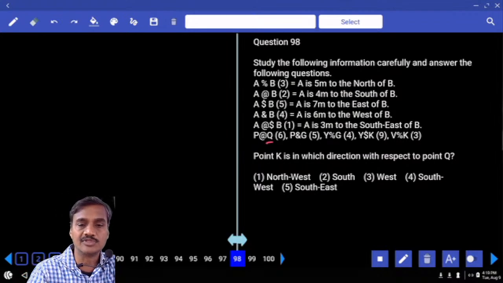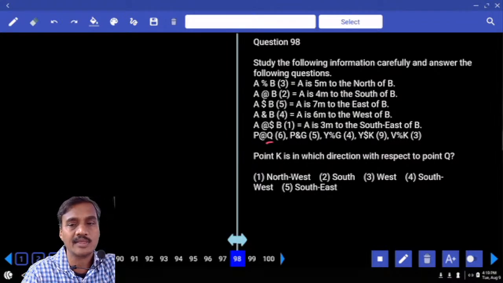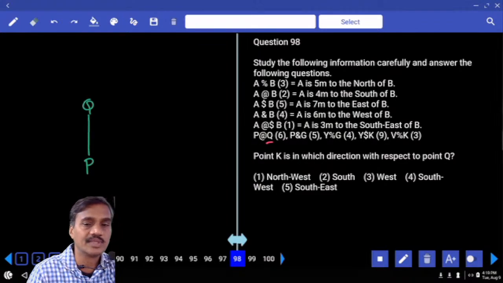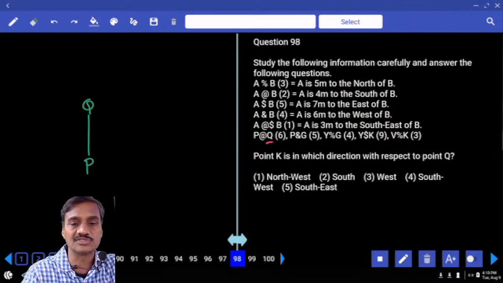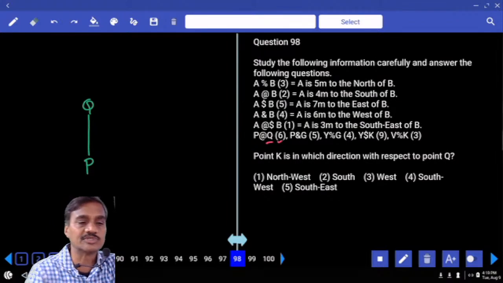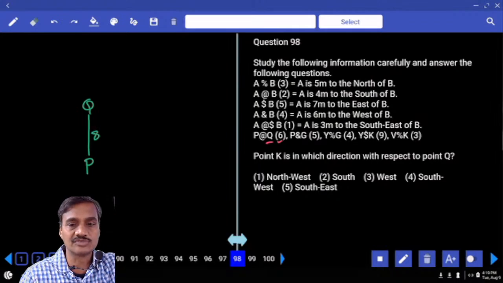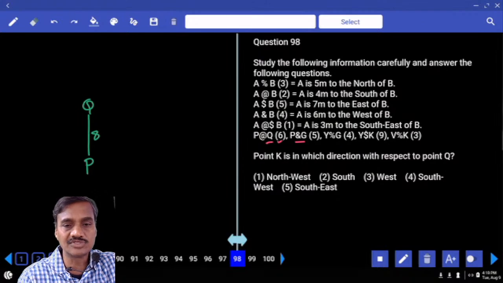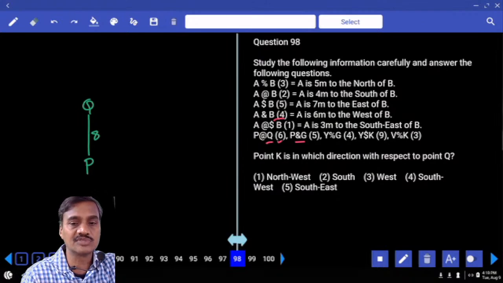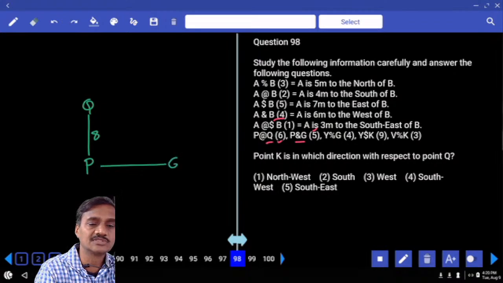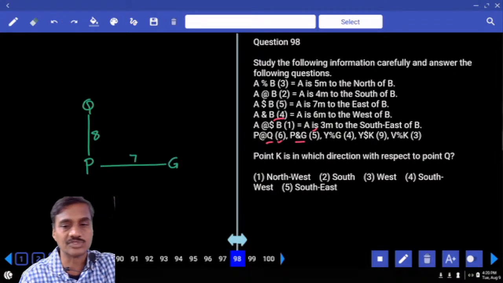Then coming to this one, P at the rate of Q. That means P is to the south of Q. Q is here, now P is here. Then tell me what is the distance we have? 6 plus 2, 8. Hence P is 8 meters to the south of Q. The next one, P ampersand G. Ampersand stands for west. P is to the west of G, 5 plus 2 means 7. P is 7 meters to the west of G.